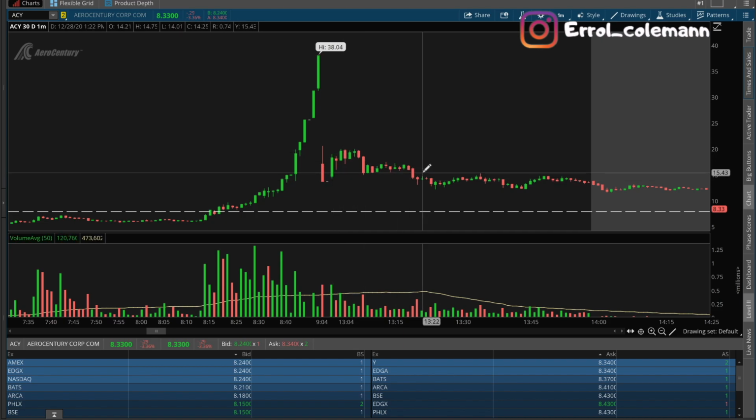So again, these are just the natural frameworks of the stock. You get the pump, the run up, you get the drop, you get the bounce, and you get the fade. That is just the natural movement of stocks, again, because it's just human nature.